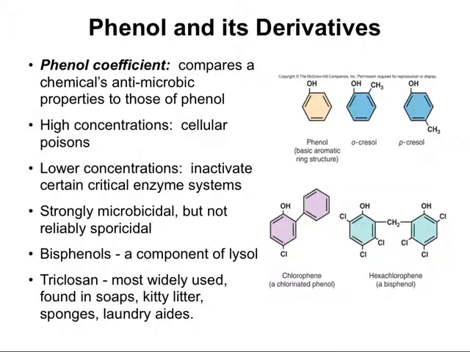Here's your basic phenol aromatic ring structure. As you can see, there are a number of different arrangements of these phenol structures. Hexachlorophene and chlorophenol are phenolics. In fact, hexachlorophene is a bisphenol. Bisphenol is one of the components that's found in Lysol. Another very commonly used phenolic is triclosan. It's the most widely used. It's found in soaps, kitty litter, sponges, laundry aids, so many of the products that we consume that are advertised as antimicrobial.